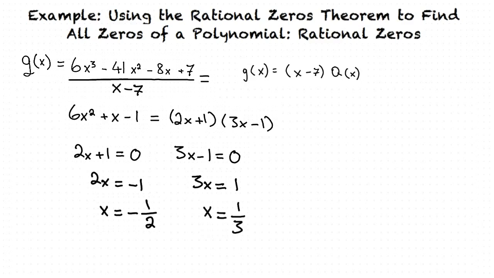This gives us our results of negative 1 half and 1 third as the remaining rational zeros of the function. So our final answer would be 7, negative 1 half, and 1 third.